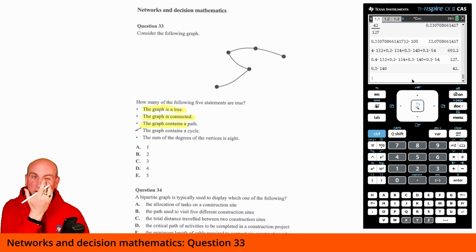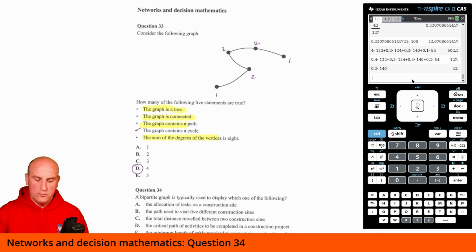The sum of the degrees on the vertices is 8. So that's a degree of 1, 2, 2, 2, and 1. 1, 2, 3, 4, 5, 6, 7, 8. That will give me yes. So we'll go with yes to that one there. So I'm going to go with 4 as the correct answer there, so D. Okie dokie.